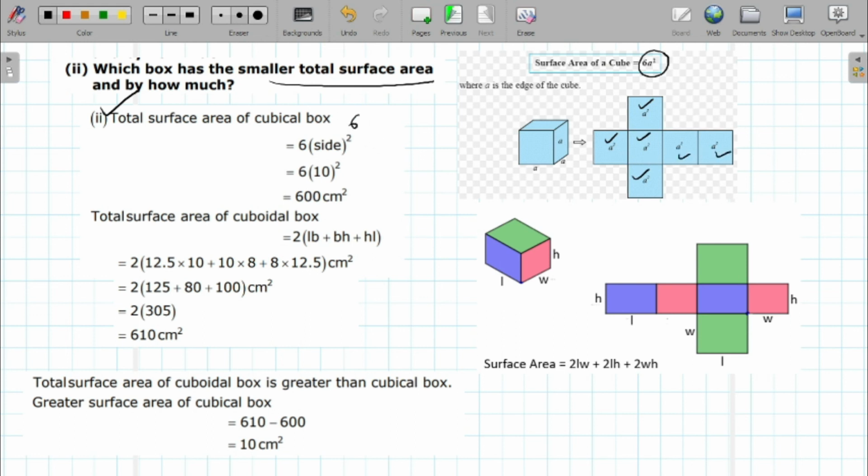So 6a square or 6 into side square. Side is 10, that is 6 into 10 square, that is 600. In case of cuboidal box, this is the formula for the total surface area, that is 610. Then the difference between 610 and 600 is 10 centimeter square. That is, total surface area of cuboid is more than in case of a cube. So this is all about application number 5. So we end our video here only.